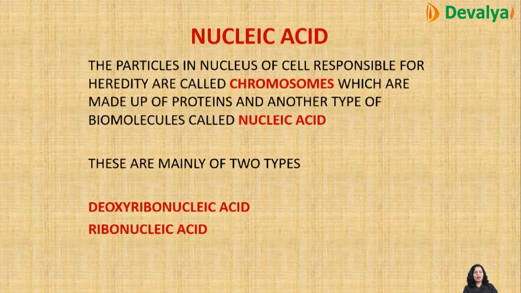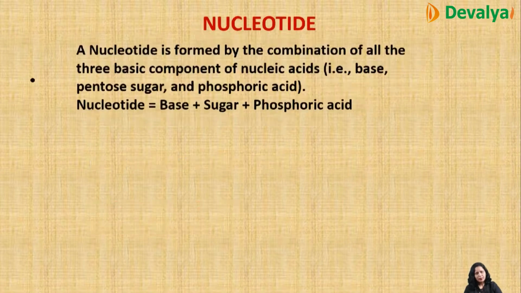Next is the nucleic acid. The particles in the nucleus of the cell responsible for heredity are called chromosomes, which are made up of protein and another type of biomolecule called nucleic acid. So nucleic acid is basically responsible for transferring the characters from the parents to their offspring, and they are mainly of two types, deoxyribonucleic acid and ribonucleic acid.